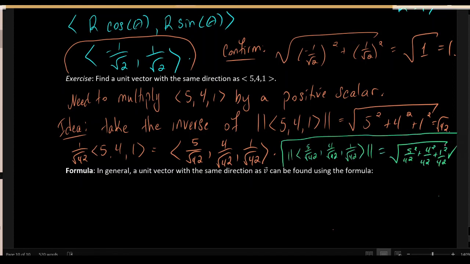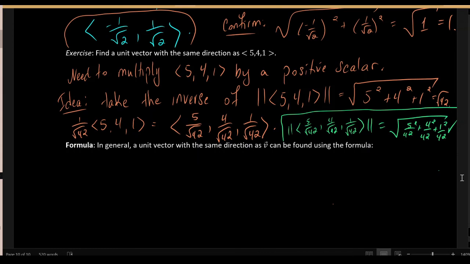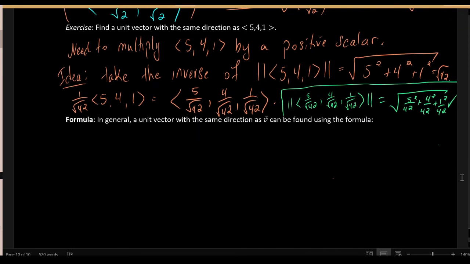Now, this same process that we used in this exercise can be used in any similar exercise. If you want a unit vector in the same direction as any arbitrary vector v, then you can do that by taking the vector that you were given and then scaling that by the inverse of the vector's length. For simplicity's sake, you will also see this written as v divided by its length.